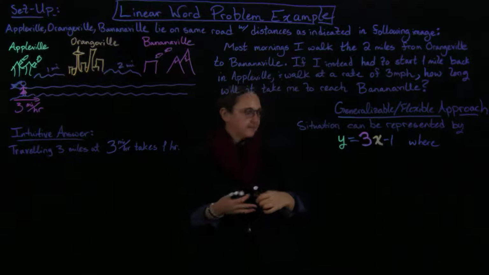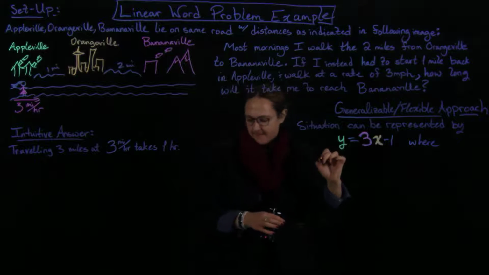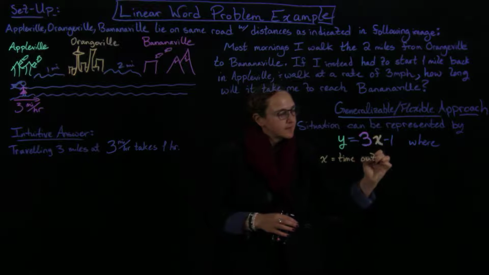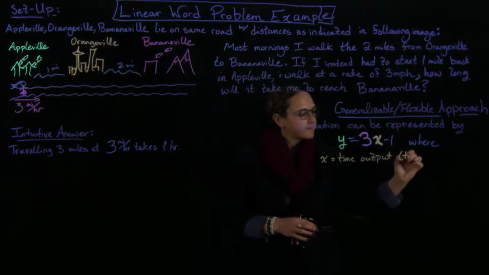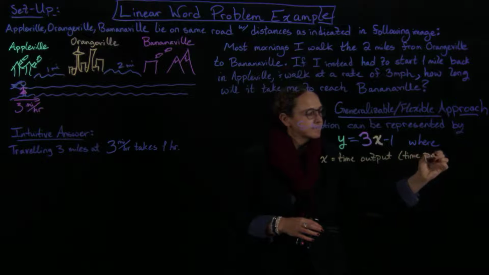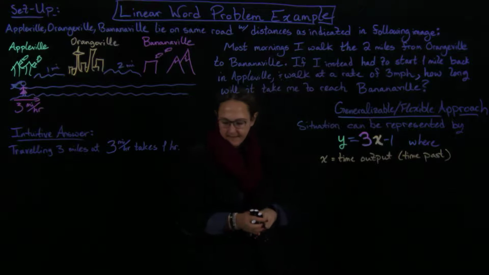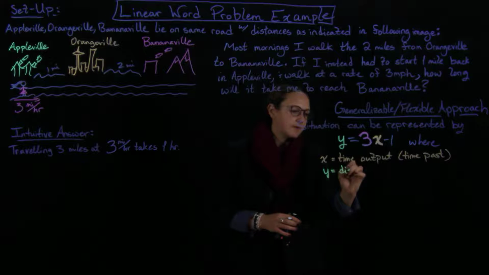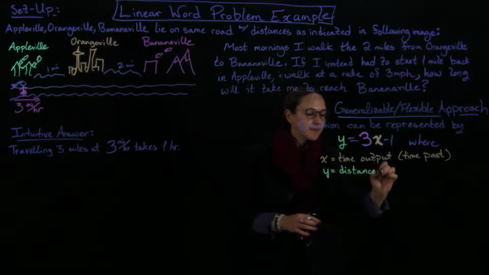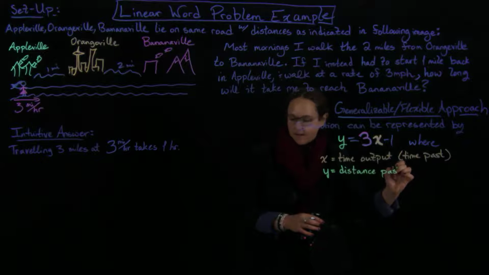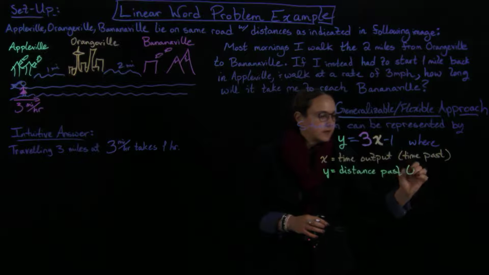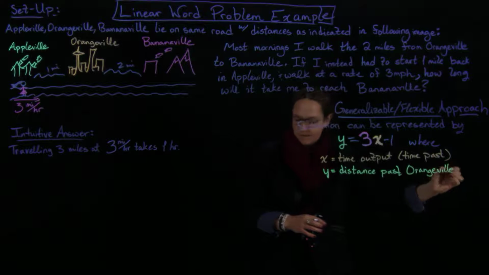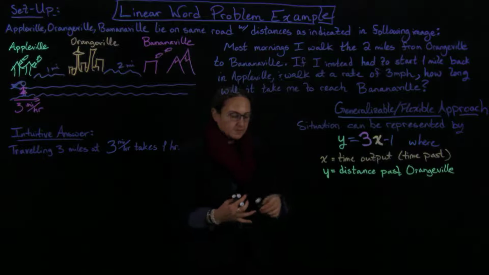So we have that x equals the time passed, and y is going to be the distance past Orangeville. So y equals the distance past Orangeville, which in our circumstance we want to be 2 miles. We want to go 2 miles past Orangeville. Okay, so let's graph this equation.